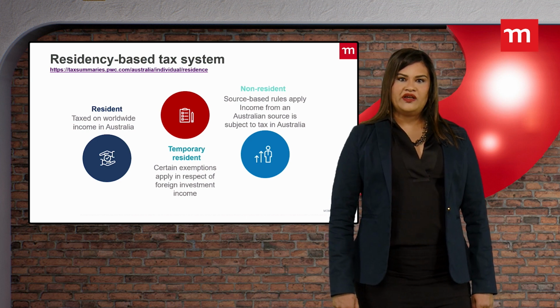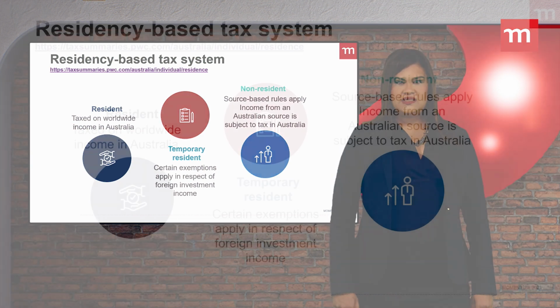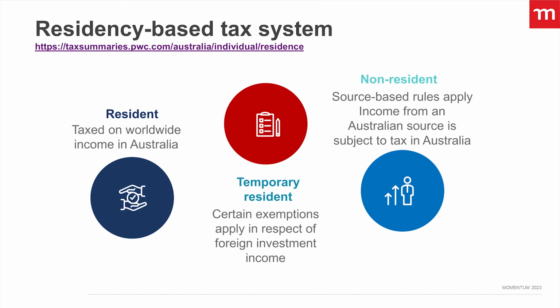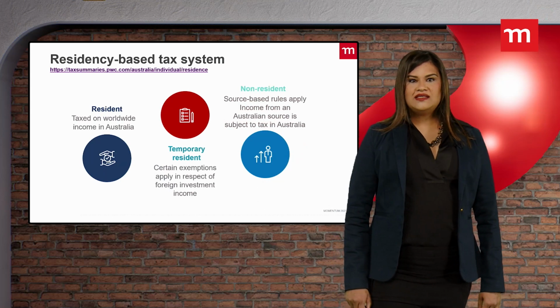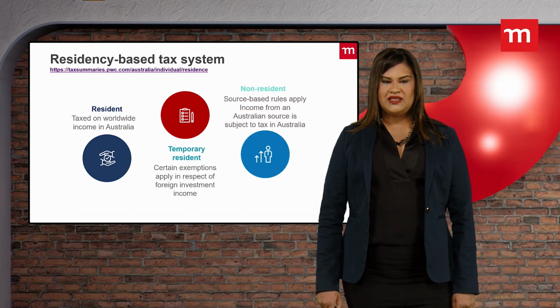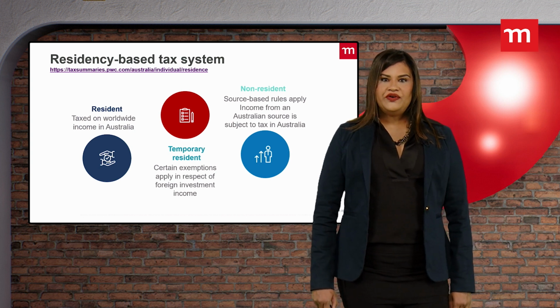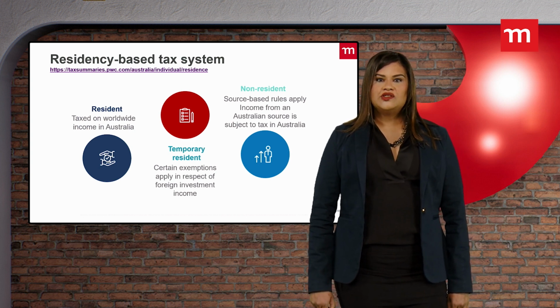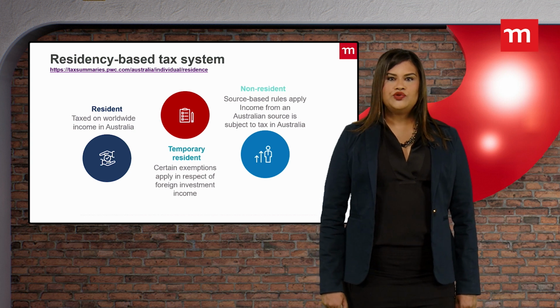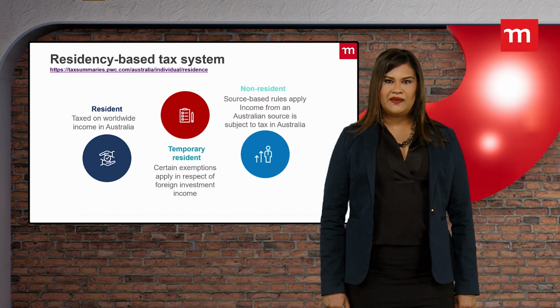Similarly to South Africa, an Australian tax resident is subject to Australian income tax on his worldwide source of income, that is, income from both Australian and foreign sources. Nationality and citizenship do not determine liability for Australian income tax. Temporary residents will be taxed on their Australian income, but will be exempt from Australian tax on foreign source income.